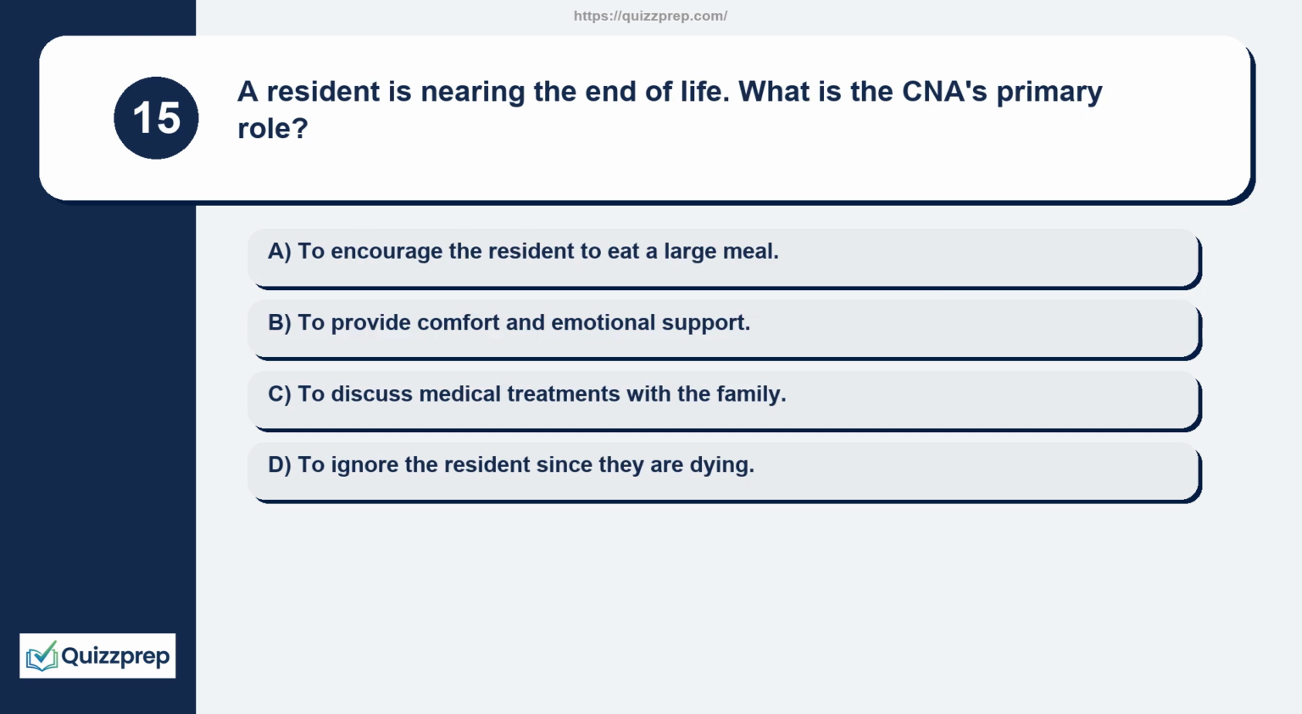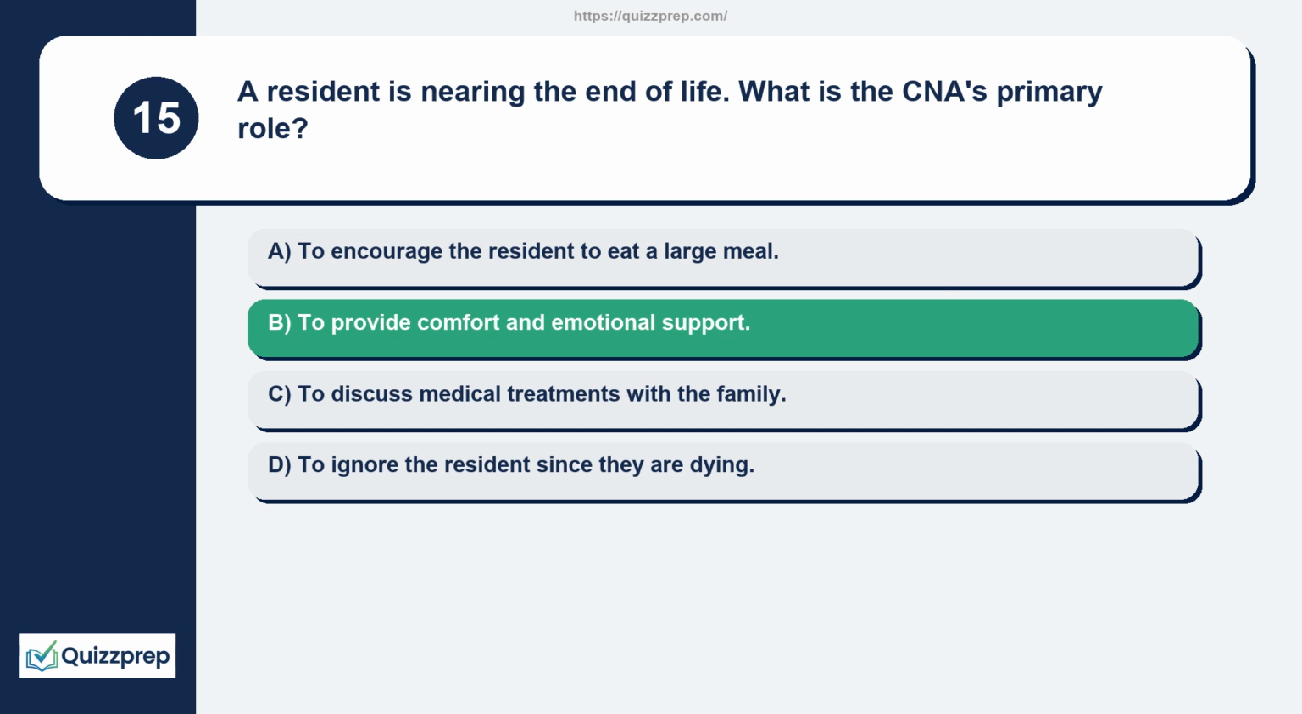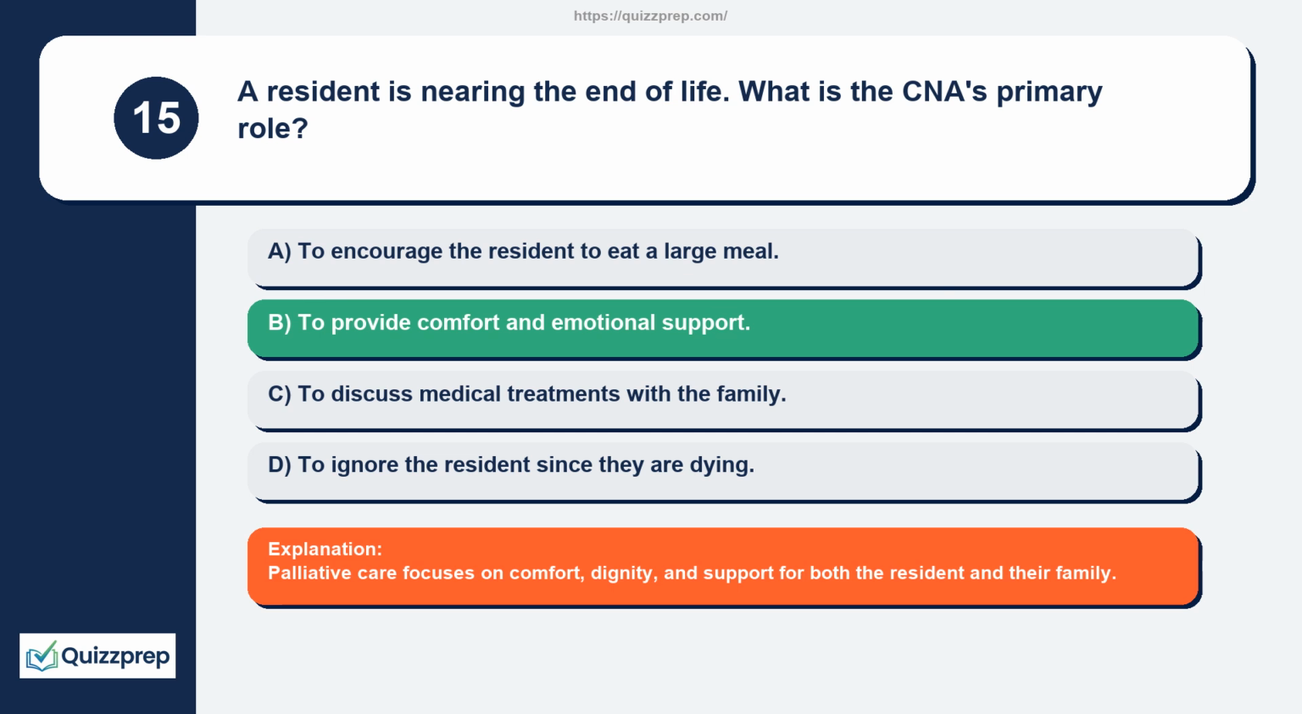Question 15. A resident is nearing the end of life. What is the CNA's primary role? To encourage the resident to eat a large meal, to provide comfort and emotional support, to discuss medical treatments with the family, to ignore the resident since they are dying. Palliative care focuses on comfort, dignity, and support for both the resident and their family.